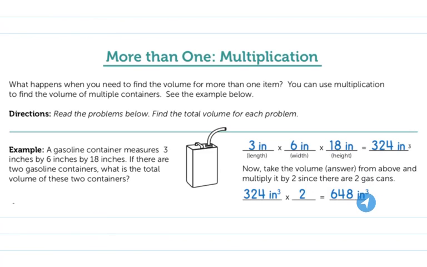And we want to remember to always include our units here. In this case, it was inches. So the volume of 2 gasoline containers would be 648 cubic inches. So pretty simple. We're just finding the volume of one, which we're used to by doing length times width times height, and then we multiply it by the total number of containers that we have. So lots of multiplication practice here today. So it's really important to take your time on these problems to make sure you're not making any calculation errors.